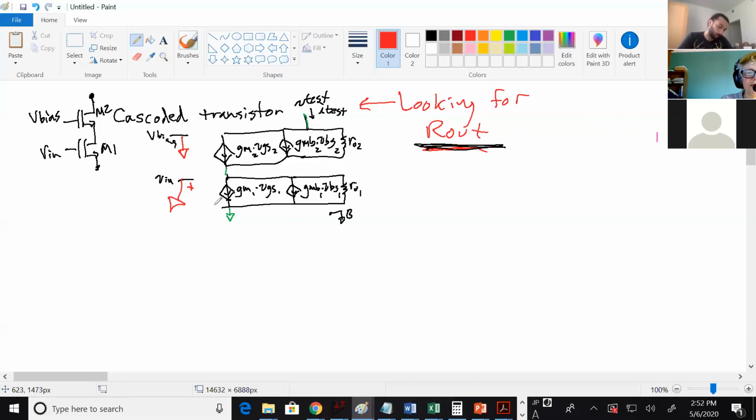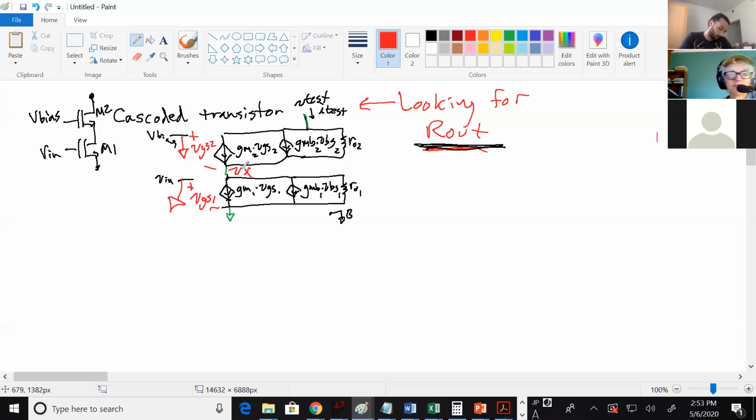And again, I like to keep track of things. So this is VGS1. This is VGS2. I'm just going to call this Vx to make it easier to talk about. And what's VGS1? Zero volts. Zero, yeah.